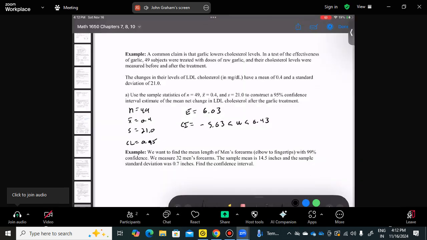Alright, so what does this mean? Well, one thing to notice is 0. A change of 0 is shown here.